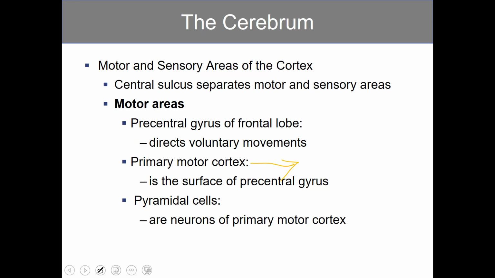The cells of that area are known as pyramidal cells, and these are just neurons of that primary motor cortex.